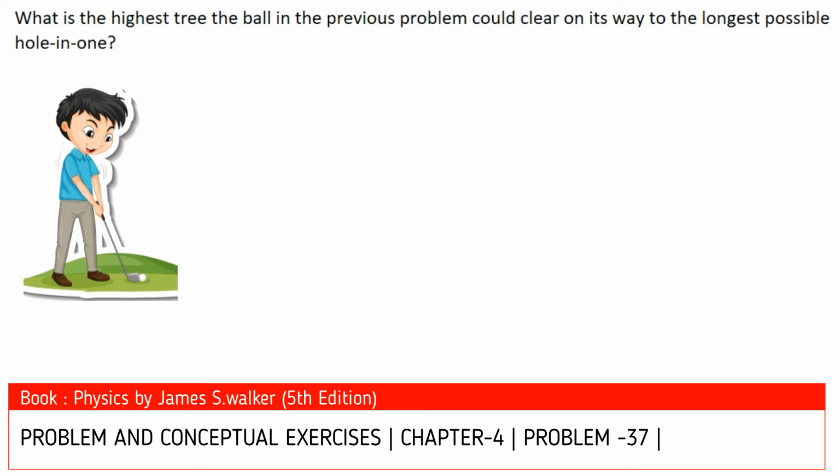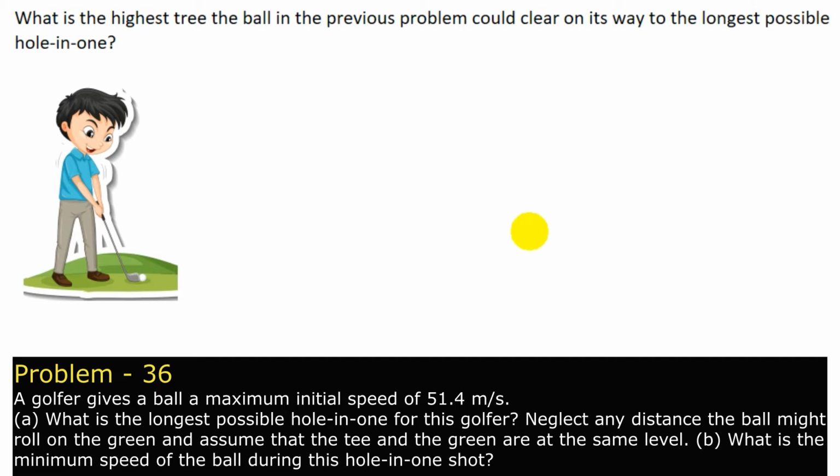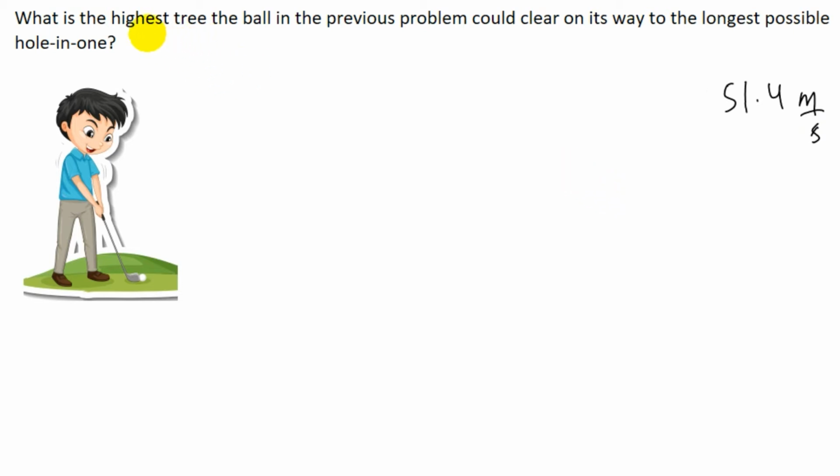Now to solve this problem we have to refer to the previous problem, which says that a golfer gives a ball a maximum initial speed of 51.4 meter per second, and we can assume that the initial and final elevation are the same. So this is the data given in the previous problem. Now this problem asks: what is the highest tree the ball could clear on its way to the longest possible hole in one?